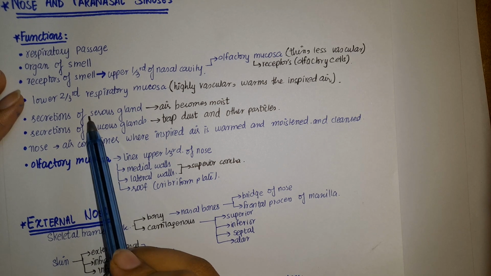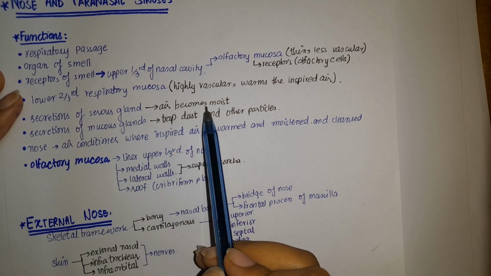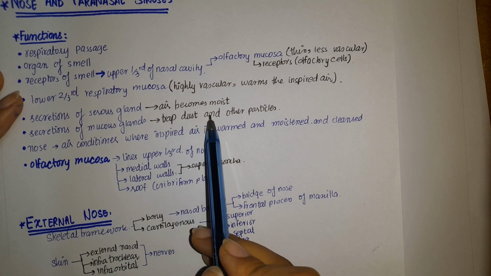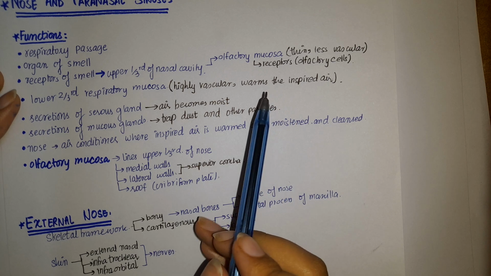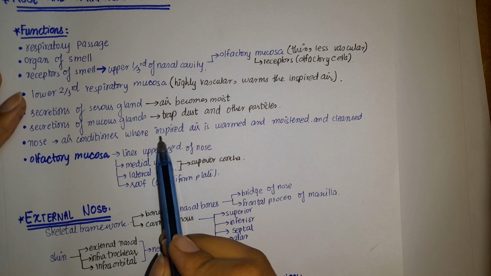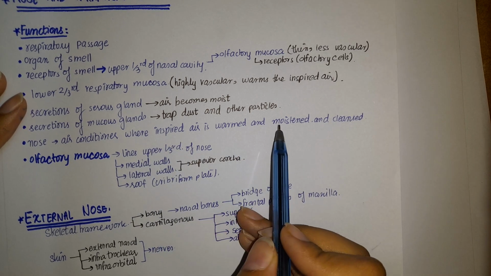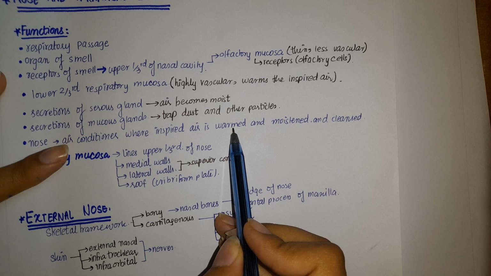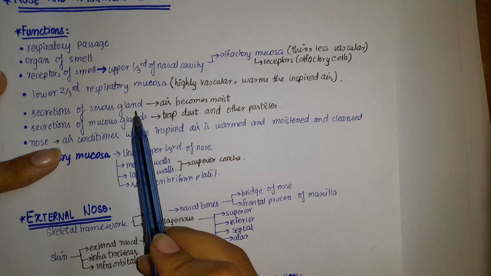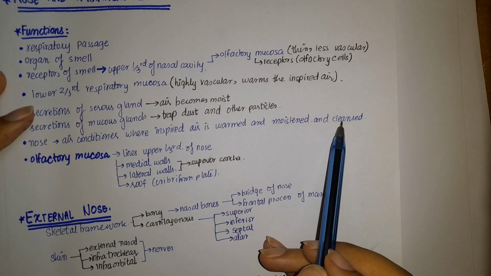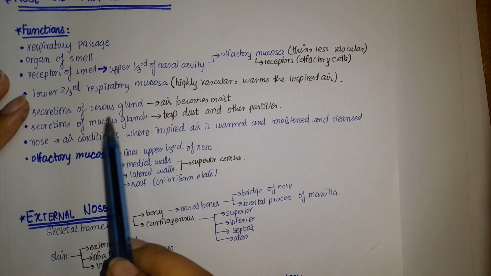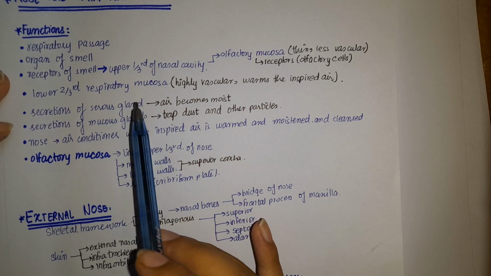The serous gland has its secretion which moistens the air, whereas the mucus gland has secretions which are mucousy and they trap the dust particles and other particulate matter. And nose is a conditioning organ because the air that is inspired is warmed by means of the lower 2/3 respiratory mucosa. It is moistened by means of the serous gland, and it is cleansed, or the bacteria or other substances are trapped by means of the mucus gland. So this is how the conditioning of the air takes place in the nose.